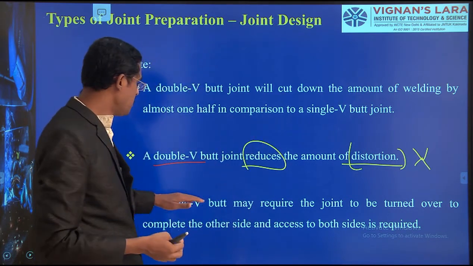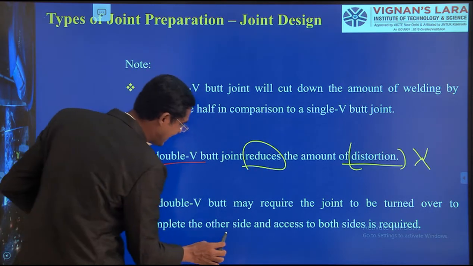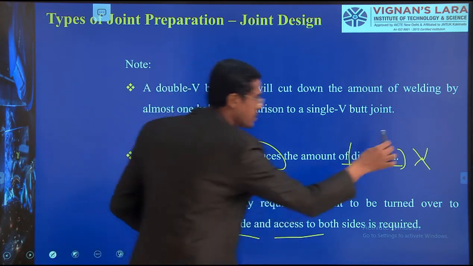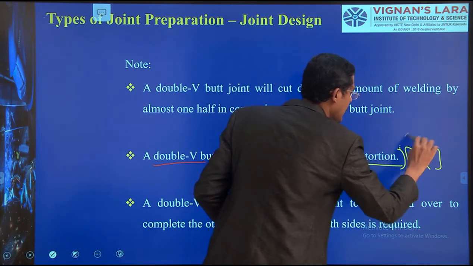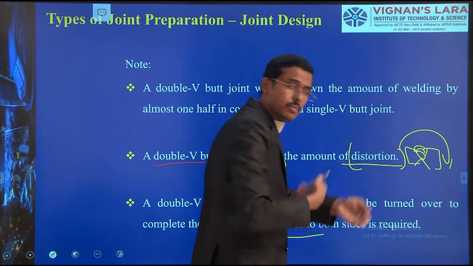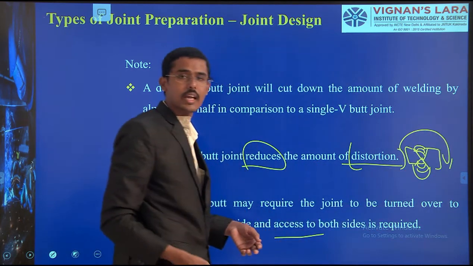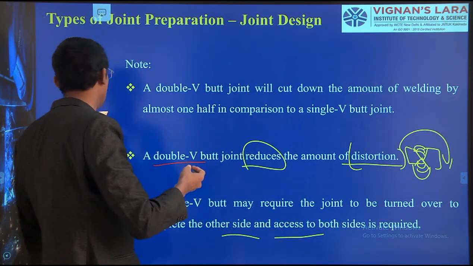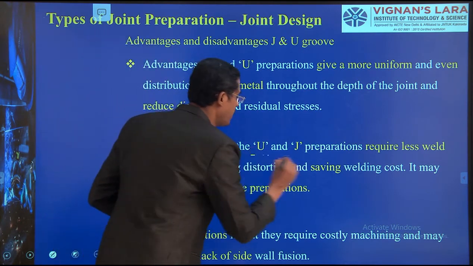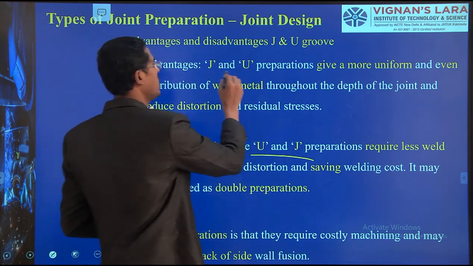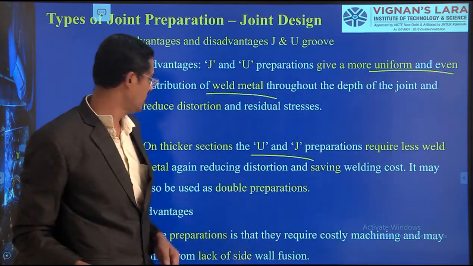The double V butt may require the joint to be turned over to complete the other side. What they are telling you is that we should turn over. First we should weld here, and then I change the plate to the other end and weld here. Such things can be done for welding joints. Advantages: on thicker sections, J and U are preferred, because a more uniform and even distribution of the weld metal is possible.